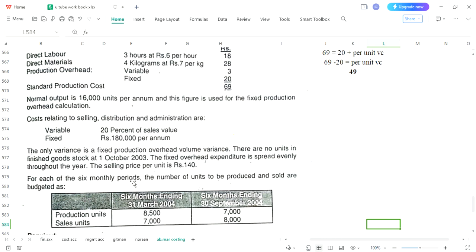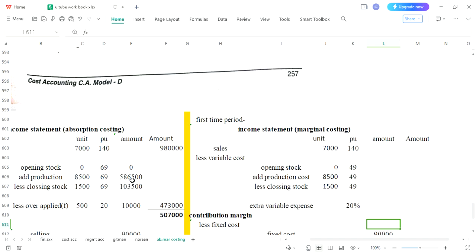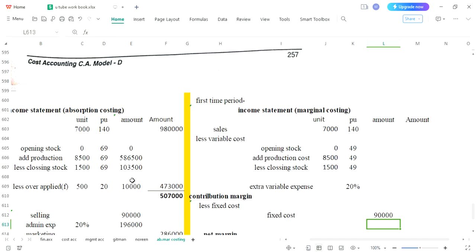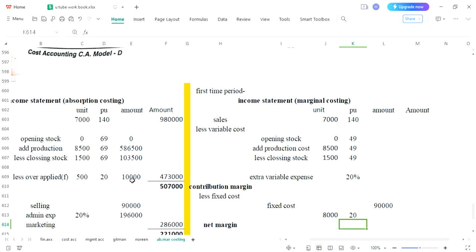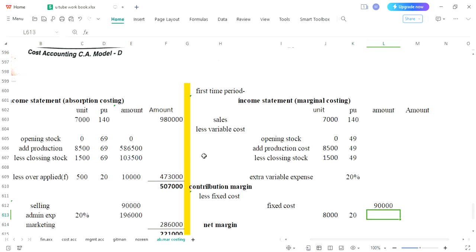Now we will calculate our fixed portion or fixed cost. For that you will have to be attentive. 8,000 units are produced for half year. For a single unit, 20 is your fixed cost, which is mentioned over here. Fixed cost is 20. In this way, second fixed cost would be calculated by multiplying units into per unit.